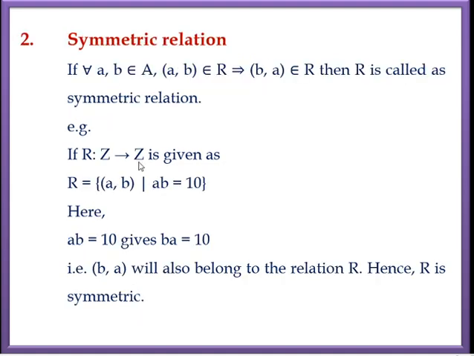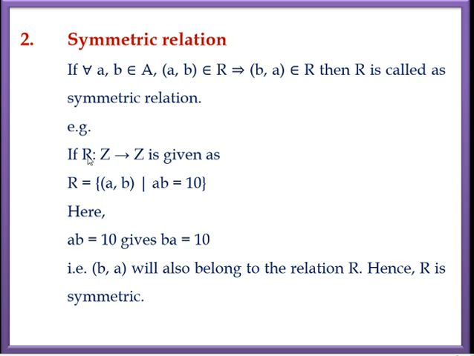What is a symmetric relation? If for all a, b belonging to A, (a, b) belongs to R implies (b, a) belongs to R. Here R doesn't mean the set of real numbers, R means relation R. Then we say that R is a symmetric relation.